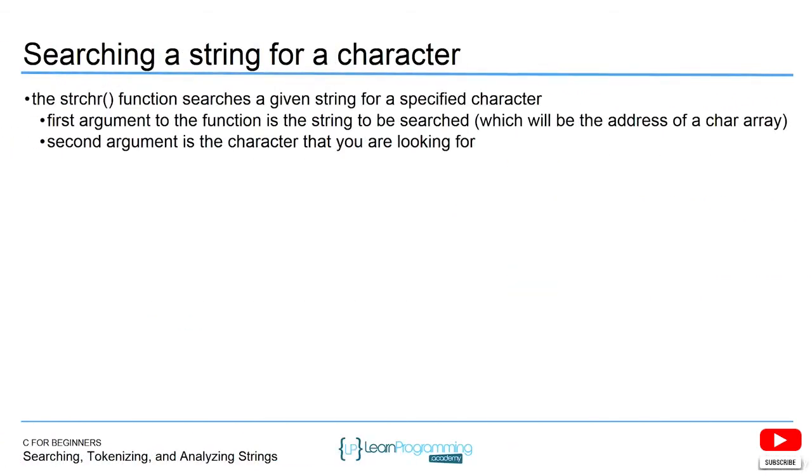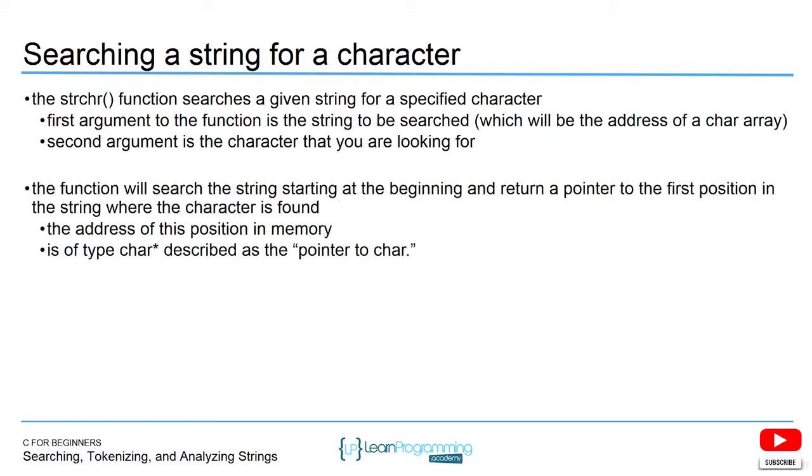To search for a character in a string, we mentioned you're going to use strchr. The strchr function searches a given string for a single character. The first argument to the function is the string to be searched, which will be the address of a character array. The second argument is the character that you are looking for. We'll provide an example in a second. So the function is going to search the string starting at the beginning and return a pointer to the first position in the string where the character is found.